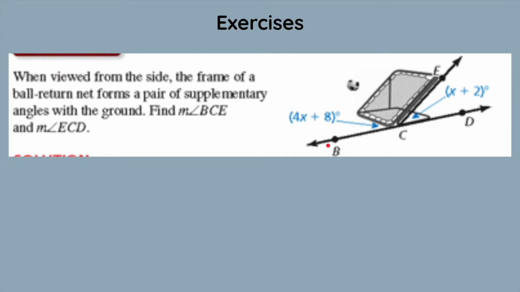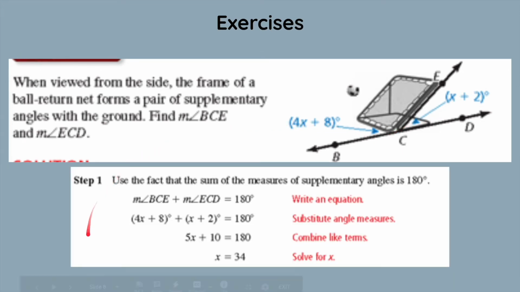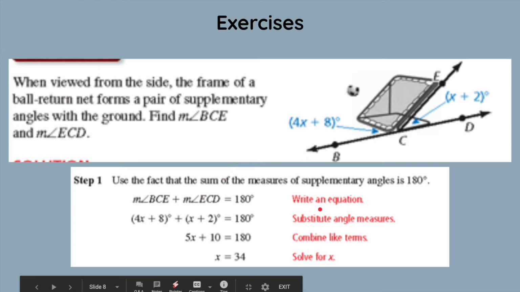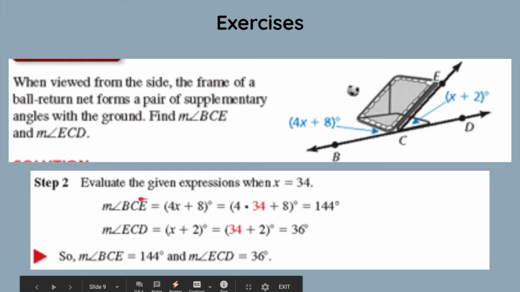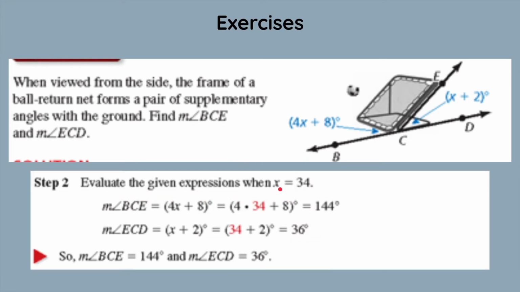Looking at this diagram, we can already tell that this entire angle equals 180 degrees. So we know that these two portions have to add up to 180. If we add these two together and set them equal to 180, we can solve for x. So it will look like this after we start doing it. And then next, we have to evaluate when given x equals 34.